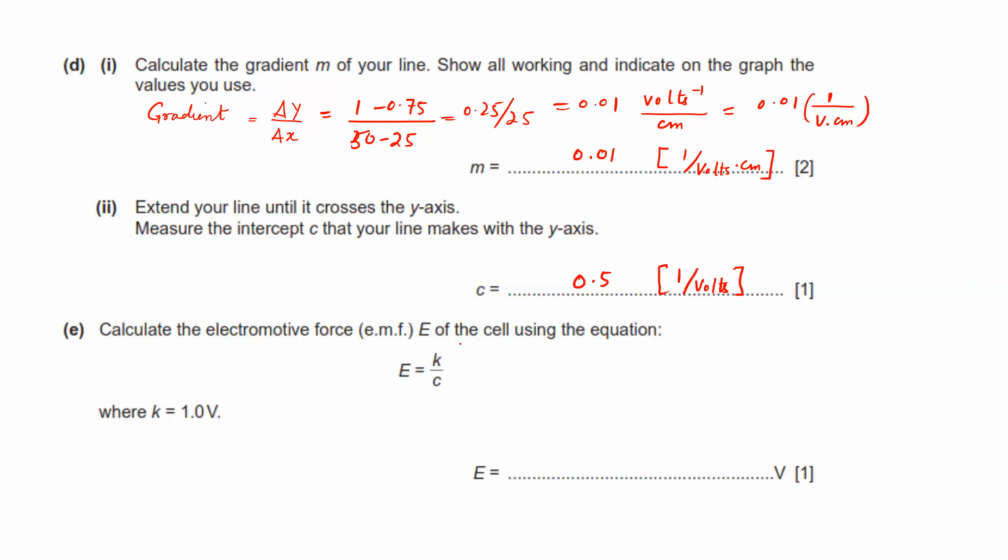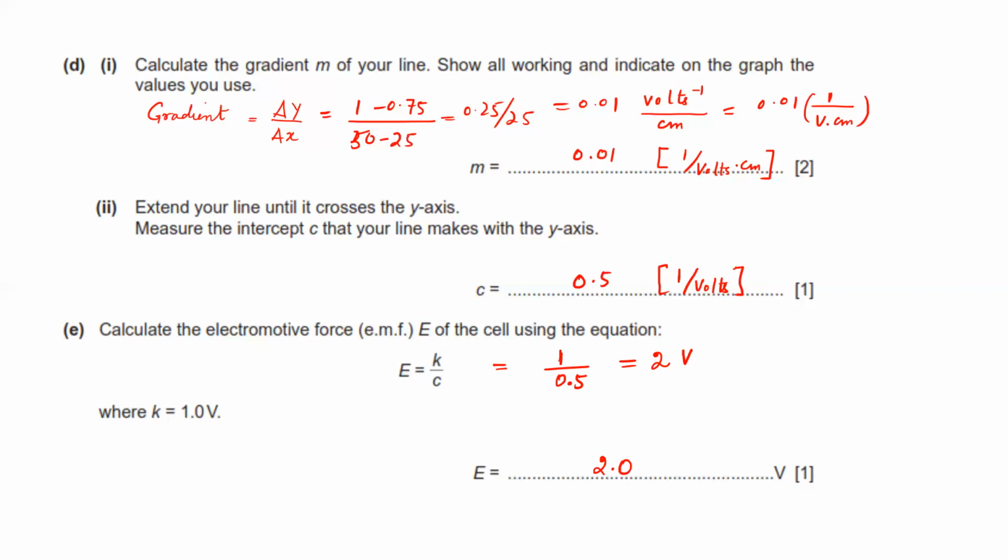Now calculate the electromotive force E of the cell using this equation. The value of K is given as 1 divided by 0.5, and the 0.5 is the value over here. So this comes out to be 2 volts. So the answer is 2.0 volts. Again, you will have slightly different values depending upon what results you get based on your graph. But just make sure that when you're drawing the line, your points are evenly distributed on the line. Make sure you have the maximum number of points coming on the line, and if there is 1 point above the line, make sure you leave 1 point below the line.